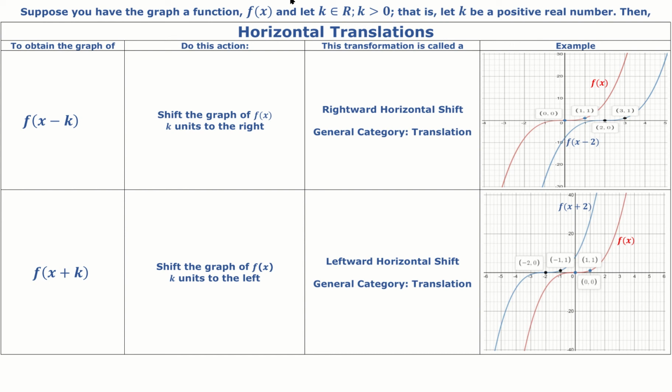Whereas for this one, a good way of thinking about it is that whatever is happening to the red graph is going to happen to the blue graph, which is f of x plus 2, 2 units earlier. Okay, that's one way. So when you see f of x minus k, you're going to shift the graph of f of x k units to the right. When you do f of x plus k, you shift the graph of f of x k units to the left. Again, this one is called the rightward horizontal shift. The general category is translation, again, because you're just moving without changing the shape. This one is a leftward horizontal shift, and again, the general category is translation.